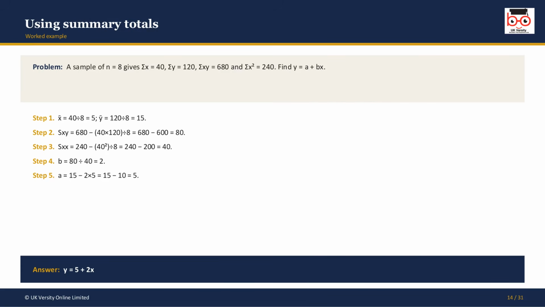Often, you're just handed the totals. Say a sample of 8 gives a sum of x of 40, sum of y of 120, sum of xy of 680, and sum of x squared of 240. Then x bar is 40 over 8, that's 5, and y bar is 120 over 8, so 15. Sxy is 680 minus 600, so 80, and Sxx is 240 minus 200, so 40. That makes b 80 over 40, which is 2, and a is 15 minus 2 times 5, that's 5. The line is y equals 5 plus 2x.